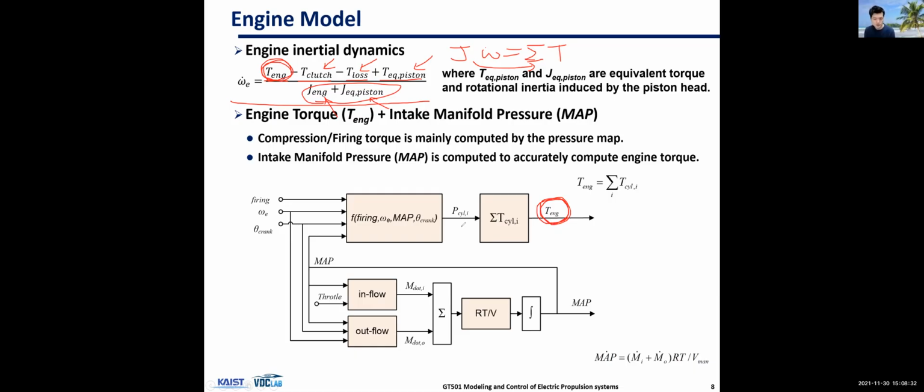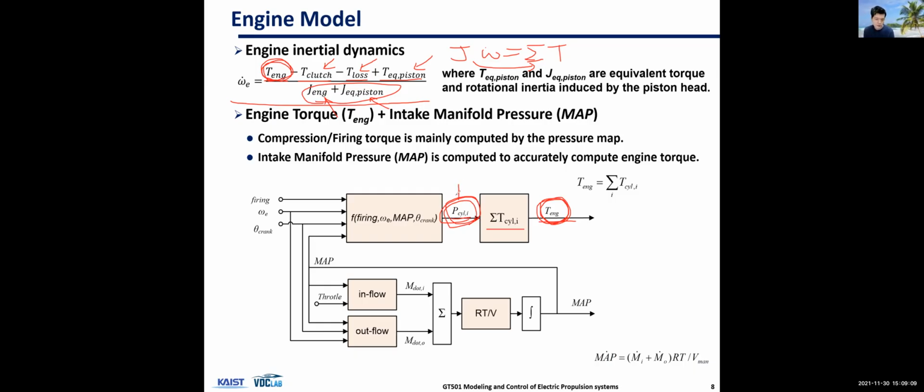And to compute this, we need a cylinder pressure model. So pressure inside of the cylinder. And then using that value for each cylinder. So we have four cylinders, we're assuming a 4-cylinder engine. So we need to compute cylinder pressure for each cylinder, and we need to compute torque for each cylinder. And then you take the summation of all of that, and you get total engine torque.